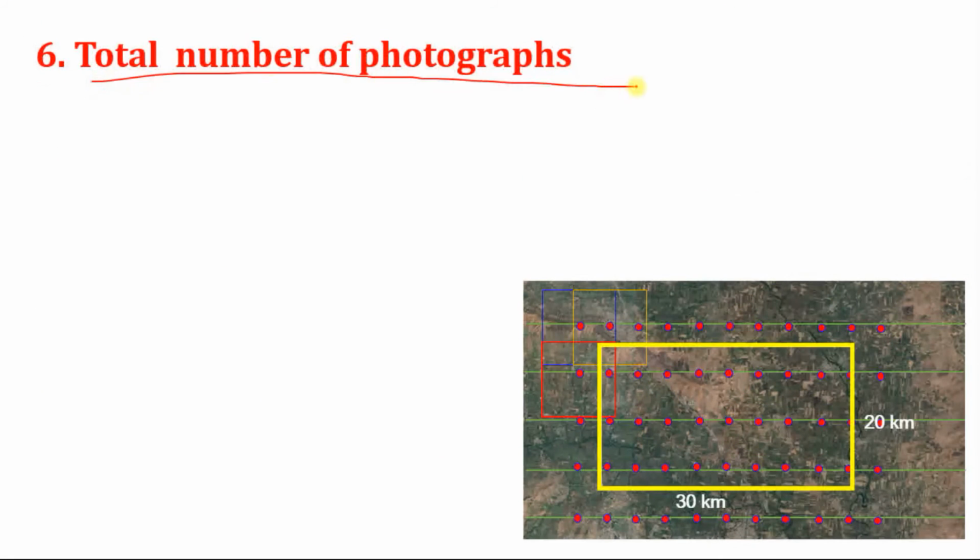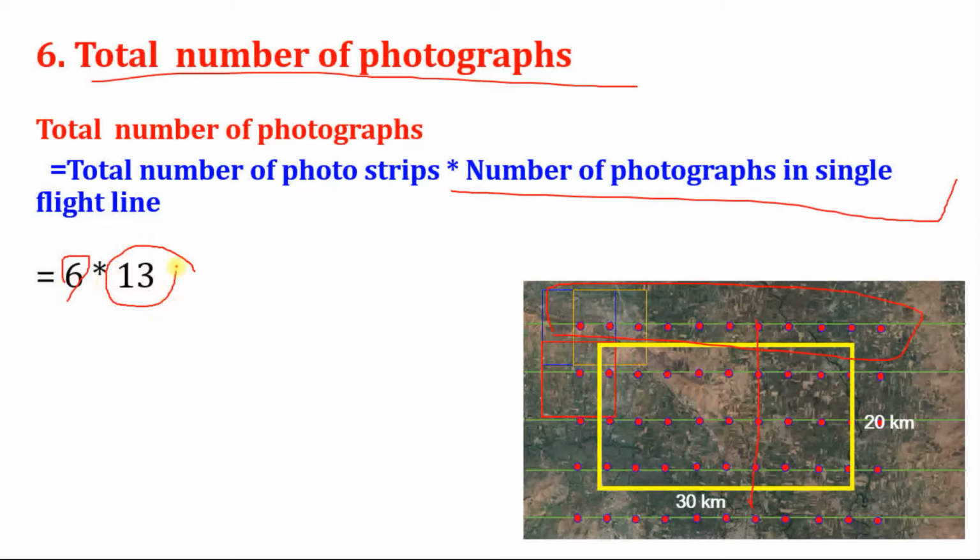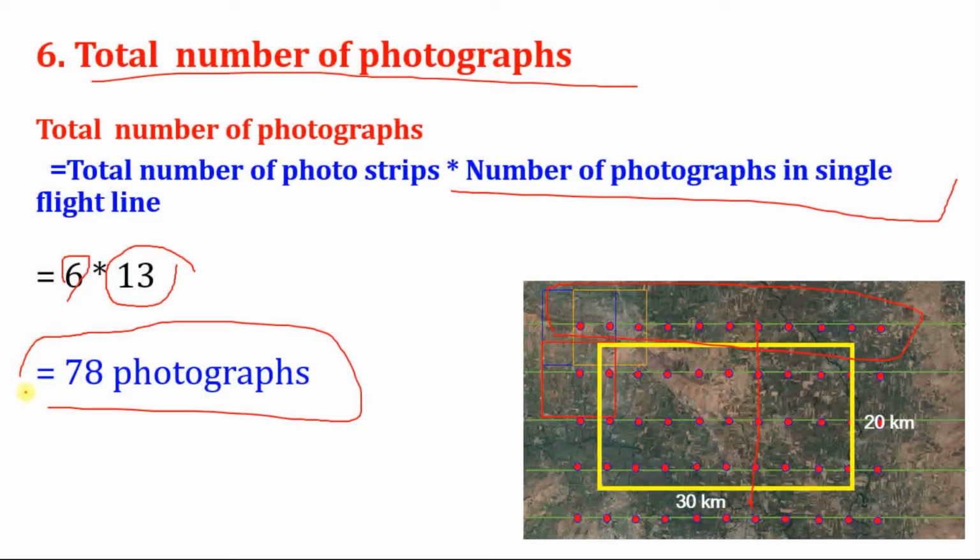Total number of photographs is equal to total number of photo strips into number of photographs in a single flight line. Means how many photo strips and how many photographs in a single flight line. Total number of photo strips 6, total number of photographs in a single flight line 13. 78 photographs are required to cover the 30 km by 20 km study area.